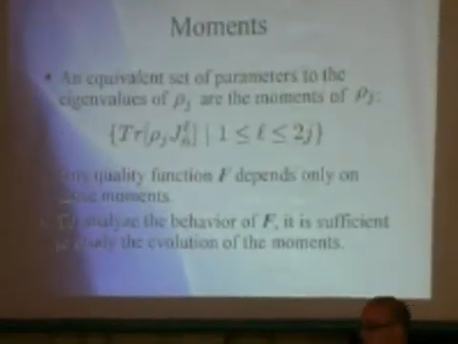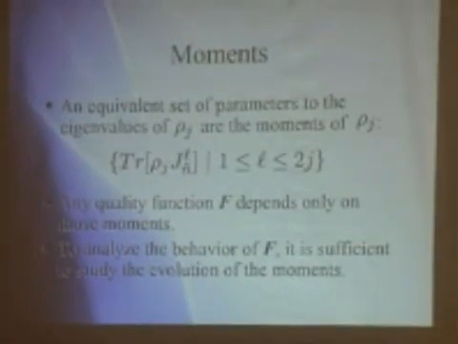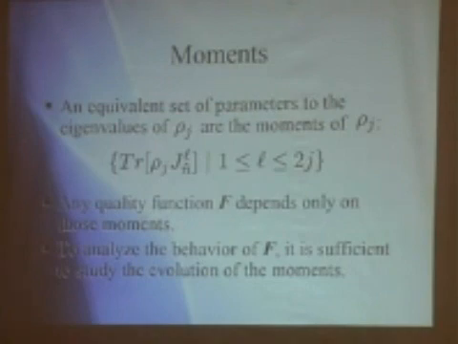Okay, so there's an equivalent set to the eigenvalues of the quantum reference frame. It's what we call the moment. Just so that you know, rho j has actually 2j plus 1 eigenvalues. Of those eigenvalues, well, they're actually not independent because the sum of them must be 1. But this gives you a set of parameters that's equivalent to this set of parameters here.